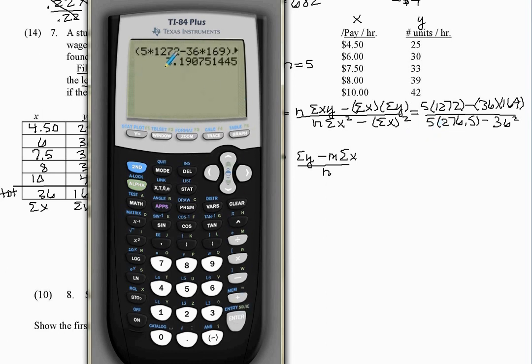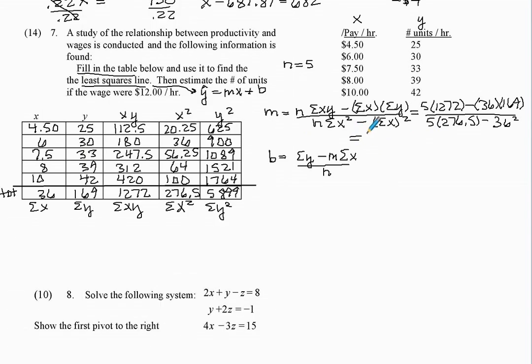Okay, so that gives us 3.19075. Let's keep some extra decimal places in that slope. Now we're ready to find the y-intercept. Your y-intercept is the sum of the y's, which is 169, minus m, our 3.19075, times the sum of the x's, which was 36, and then divide by n, which is 5.